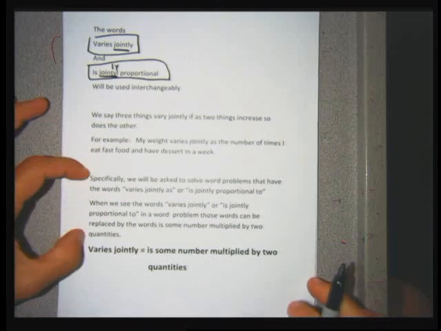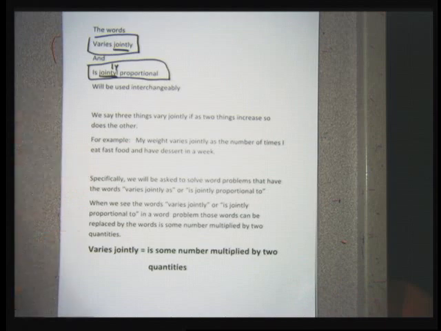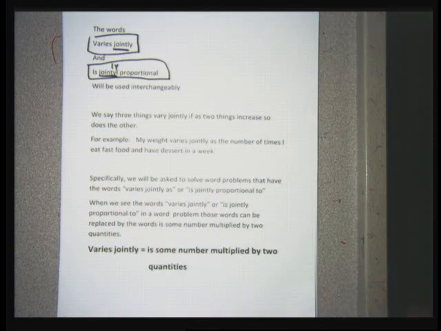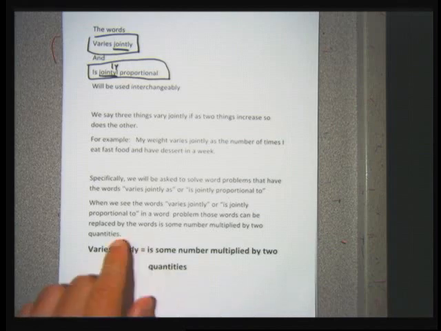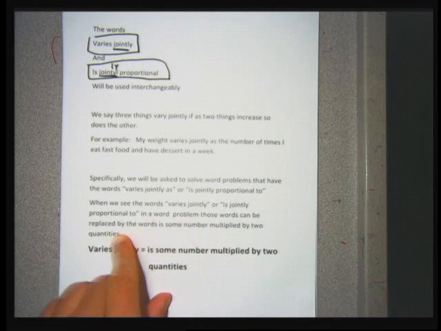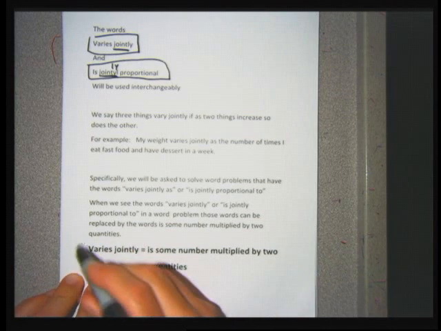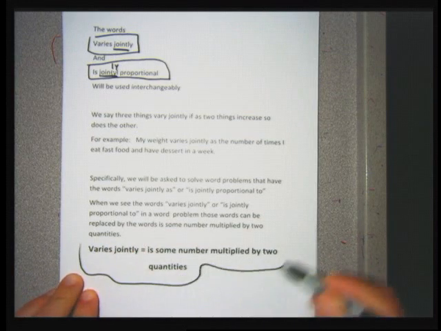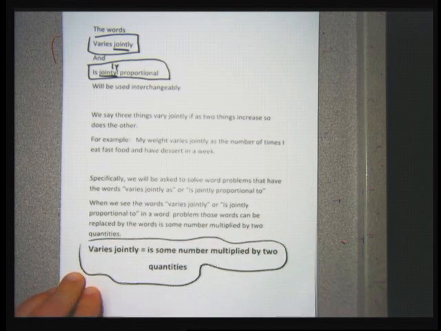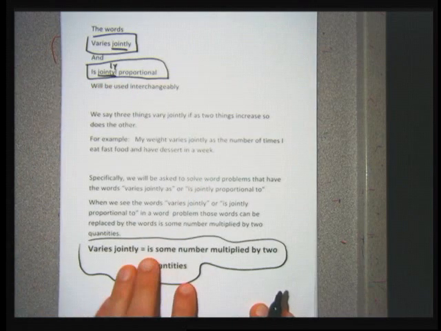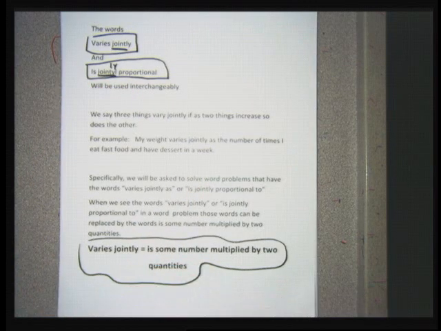So then, again, I wrote this little blurb at the bottom. Specifically, we're going to solve word problems that have the words varies jointly or is jointly proportional to. And when I see those words, from a mathematical perspective, they can be replaced by the words is some number multiplied by two quantities. So varies jointly. When I get into the word problems, I'm going to replace the words varies jointly or is jointly proportional to with the words is some number multiplied by two quantities.